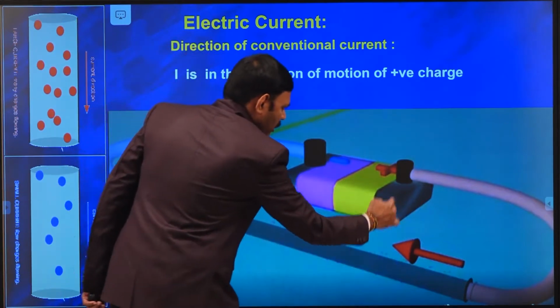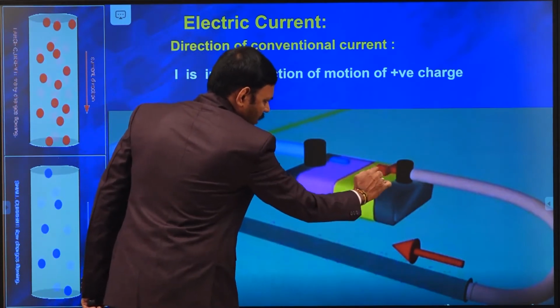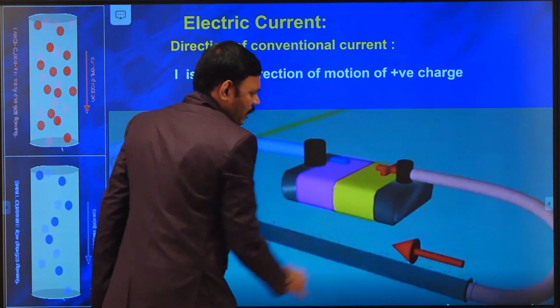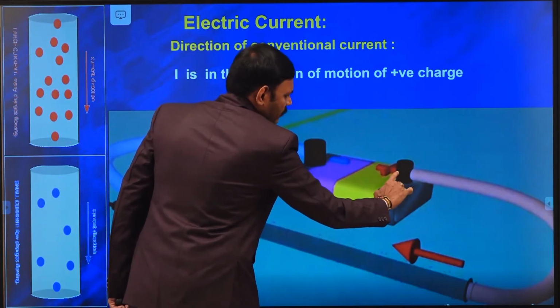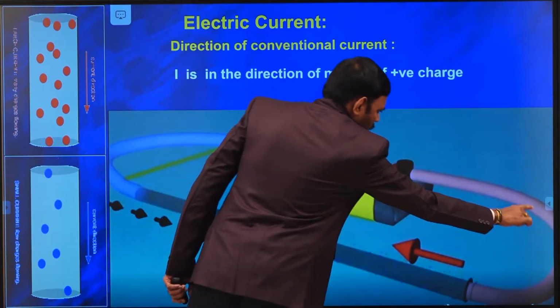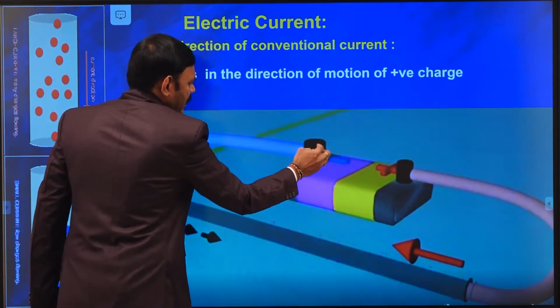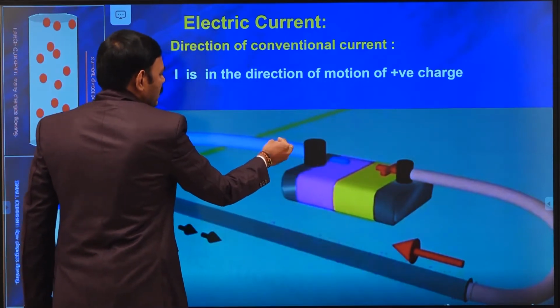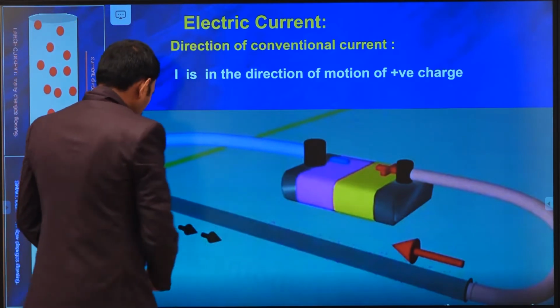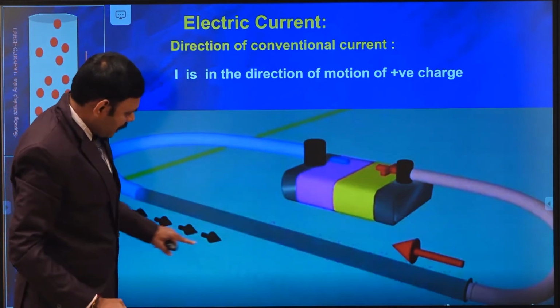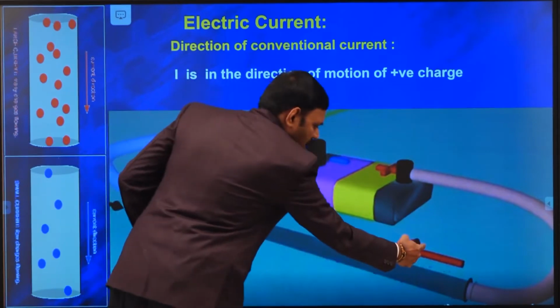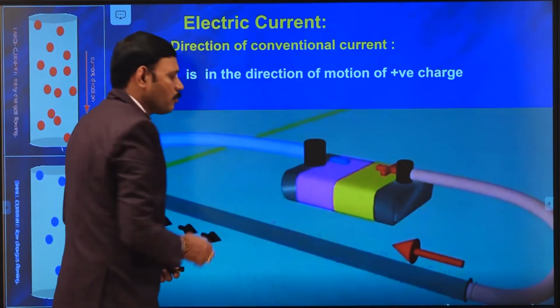So this is the positive terminal of the battery. Clearly observe this, the plus sign, and this is the minus sign. From the positive terminal we assume positive charges move away. And this is the negative terminal of the battery, which does work on the electrons and moves them in this direction. In the direction of the black arrow, negative charges are moving. In the direction of this red arrow, positive charges are moving.